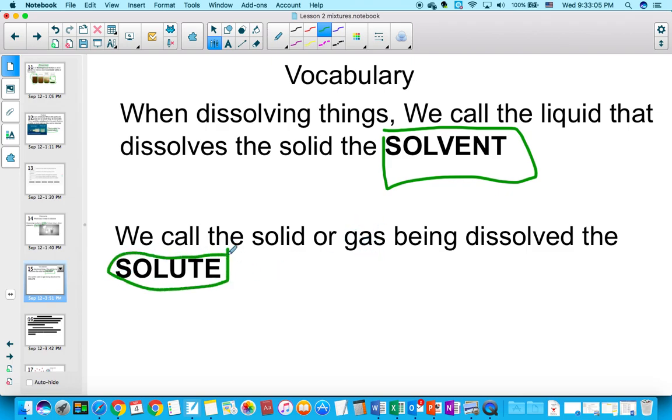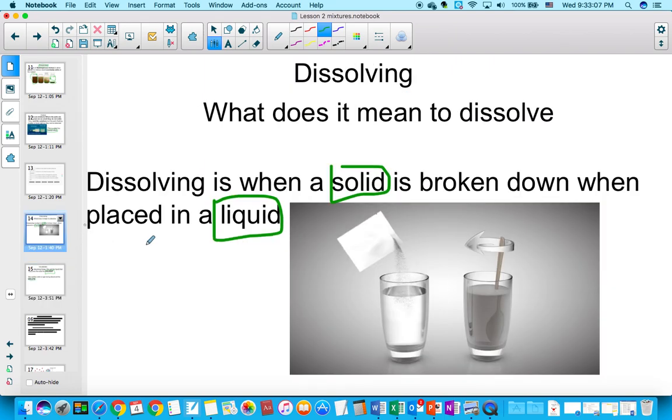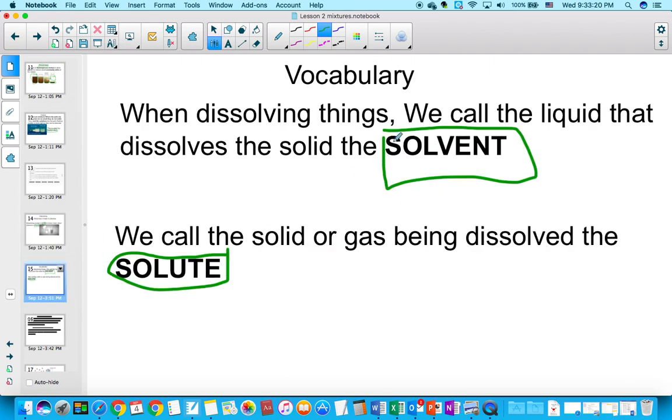So let's go back to our first example, sugar water. As you add sugar to the water, the sugar dissolves. So what is the liquid dissolving? Water. So the water is dissolving the sugar. Okay, so if the liquid, water, is dissolving the solid, the sugar, the liquid water is the solvent. And the sugar, which is dissolving into the water, is the solute.